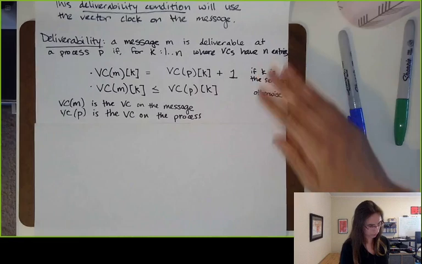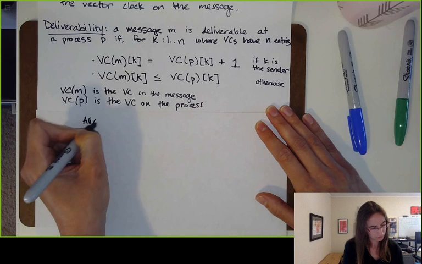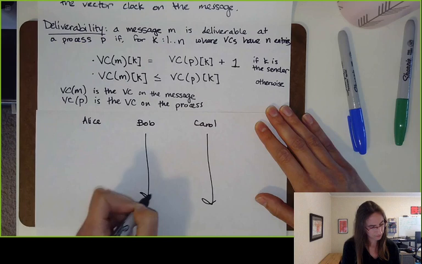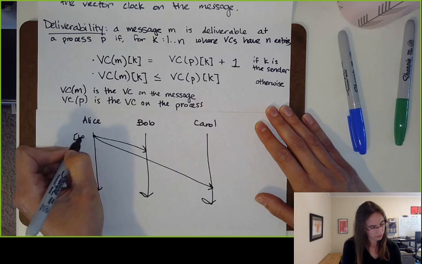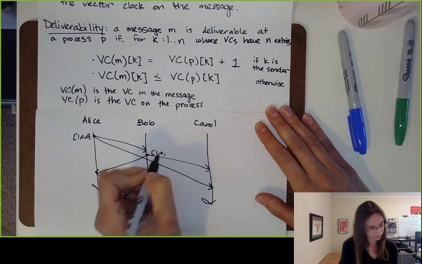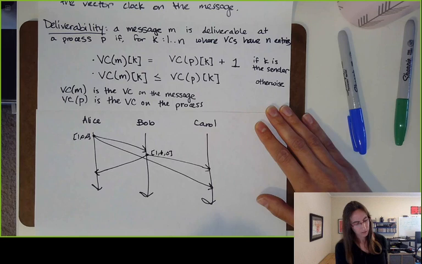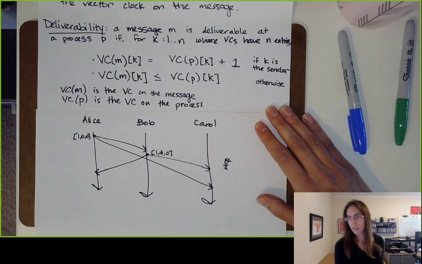And let's go back to our classic Alice, Bob, Carol example. Once again, Alice is going to send, Bob is going to send in response to that. Whoops, 110. Here's Carol. Carol has received a message, and the little mail clerk that's hanging out here on Carol has to decide whether or not to deliver that message. How is the mail clerk going to make that decision? Well, they're going to check the deliverability condition.